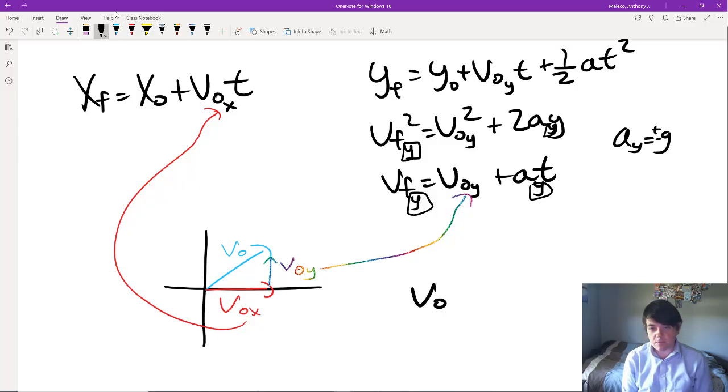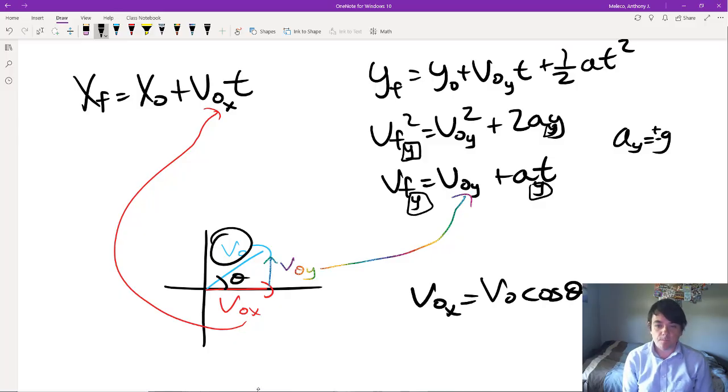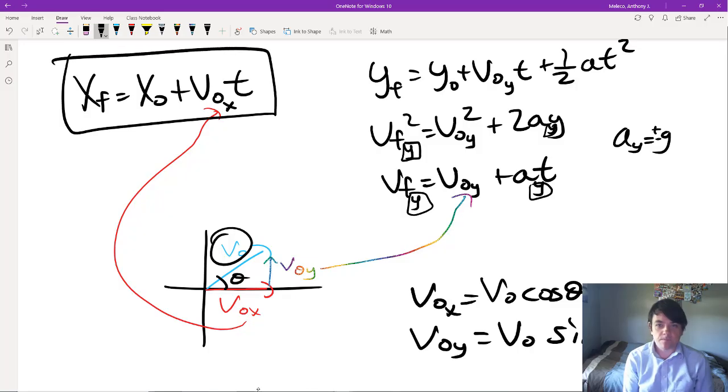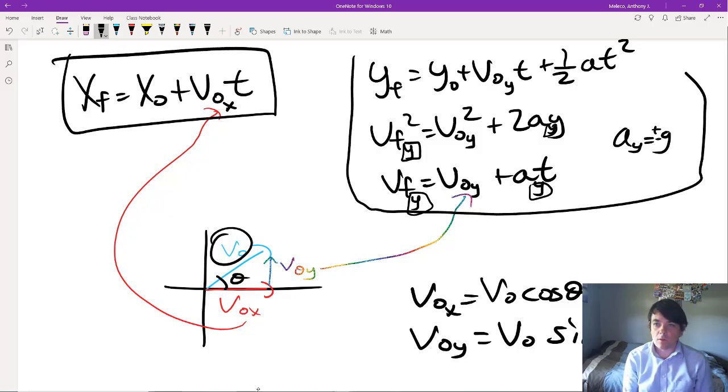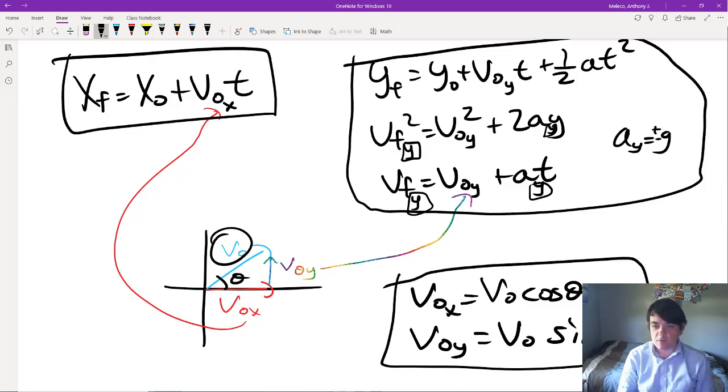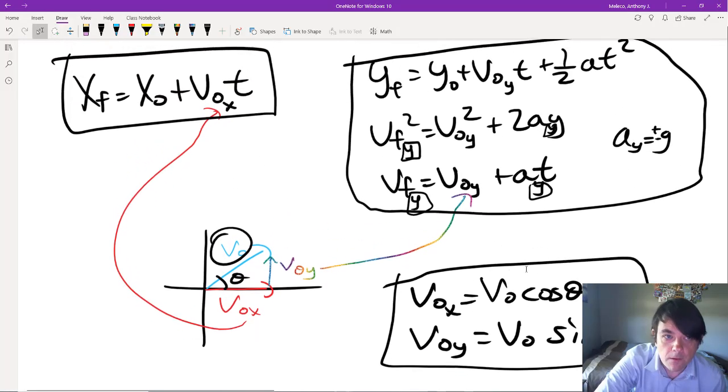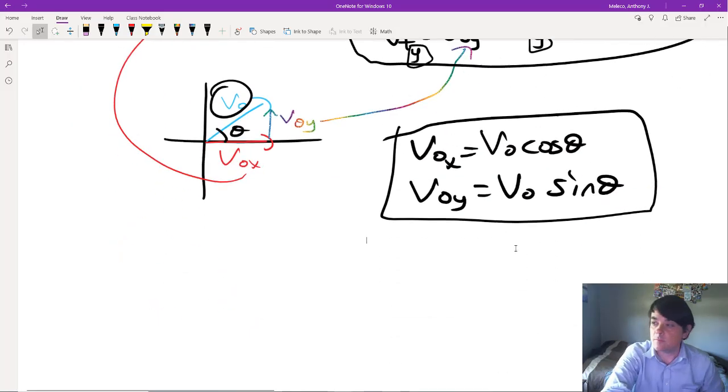Well, we have equations, right? This is what we just did with vectors. So v0 x will be v0 times cosine of theta, which is that angle. And v0 y will be v0 sine theta, okay? So far you have this equation, these three equations, and these two equations, okay? So instead of the original equations, you've got 6 now, okay?